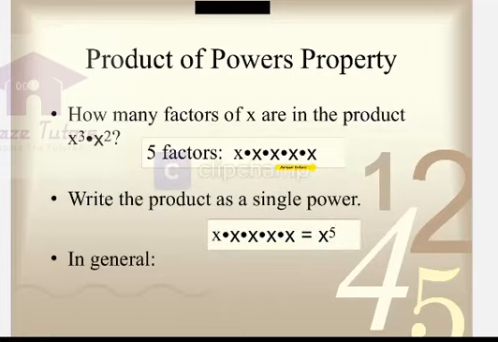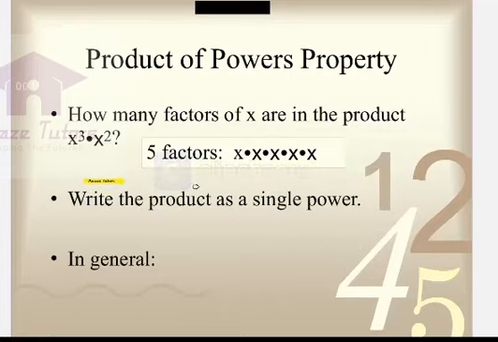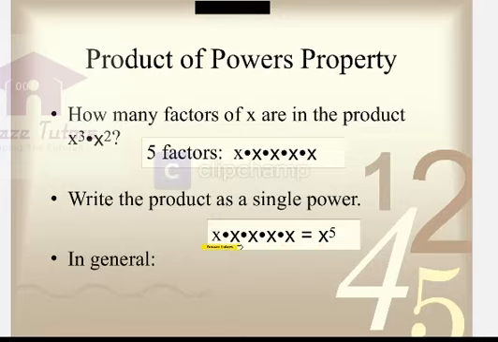Now, oh, I should not show you the answer. Write the product as a single power. Oh, it's a question only. So this product, where there are 5 factors, we are writing it as a single power. x times x times x times x times x. How many x's? 5 x's to be multiplied. That is why as a single power, it is x power 5.